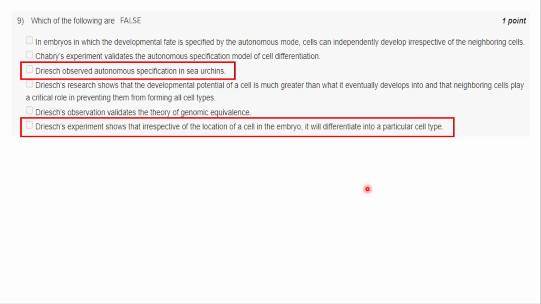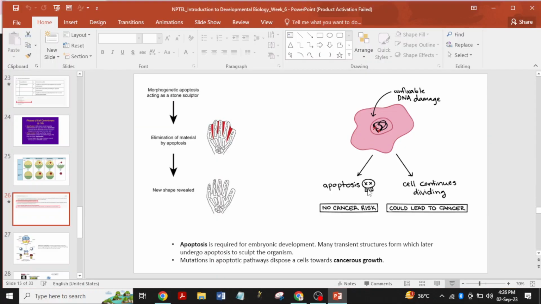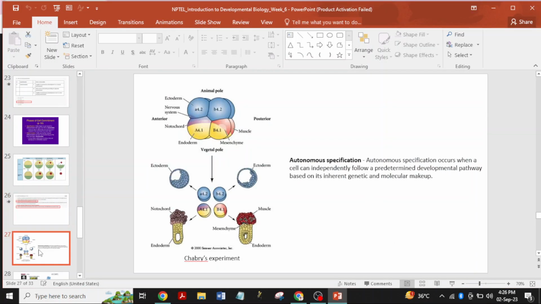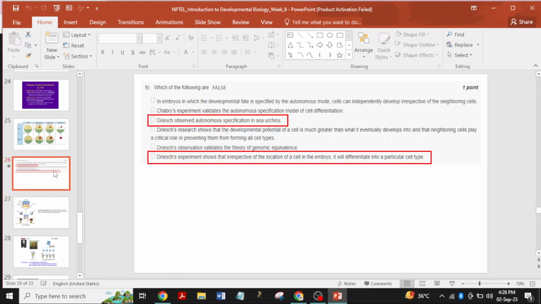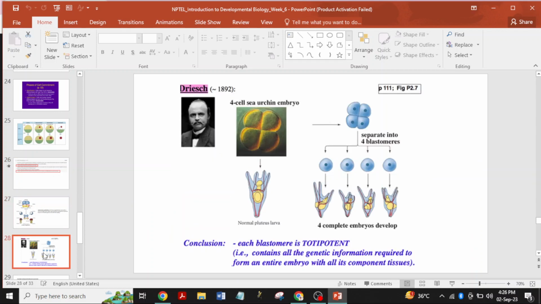Driesch observed autonomous specification in sea urchins. I think I marked the answer wrongly, maybe. Is it? Chabri validates autonomous specification is correct. Let me just check my answer again.